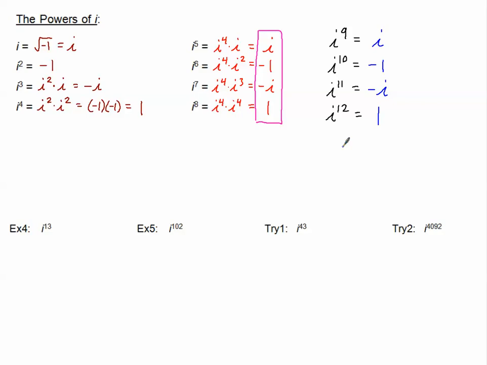Now these exponents can get larger and larger, so there are some things that we could do to figure this out. Since our pattern happens every fourth time, what we could do is take our exponent and divide by 4. And when we do that, because the pattern is every fourth, we're going to get some decimals.